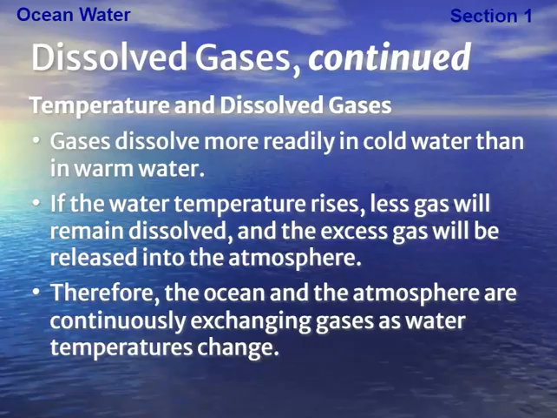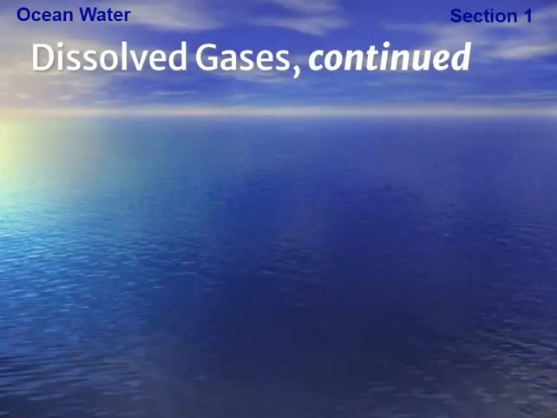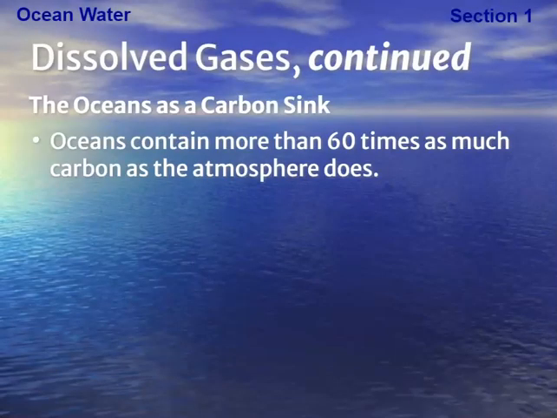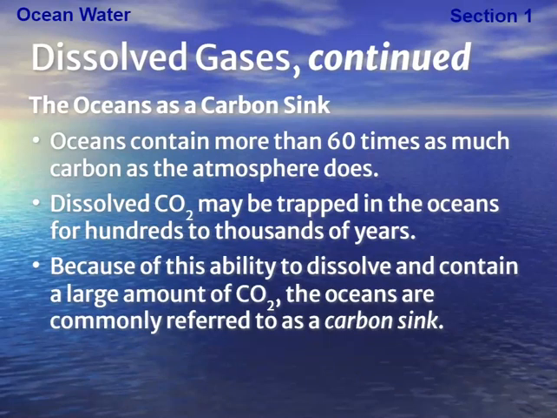So oceans and our atmosphere are constantly exchanging gases as temperature either increases or decreases. We call our global ocean a carbon sink just because it stores so much carbon. As mentioned earlier, there's 60 times as much carbon dioxide in the ocean as there is in the atmosphere. And that carbon can be trapped for hundreds or even thousands of years. When we talk about the deep ocean, a lot of that carbon dioxide that's trapped down there, it's not going to outgas for a very long time.